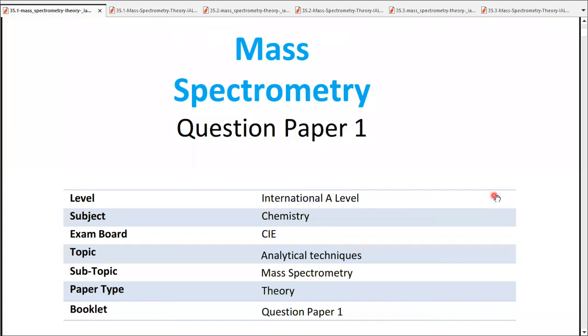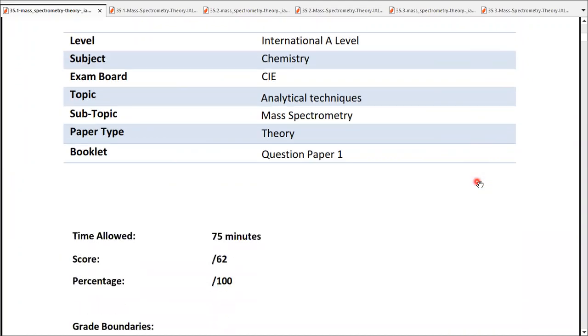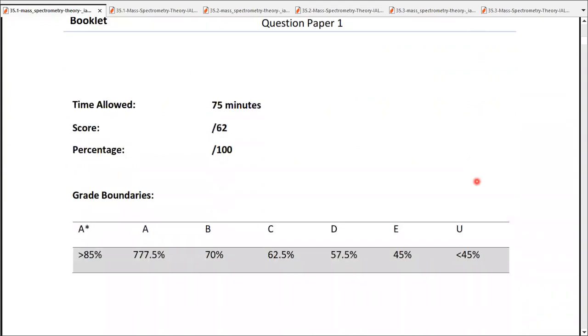Mass spectrometry. This is question paper 1, and this is the question paper itself. We do have the marking scheme, but we'll open it up on need.